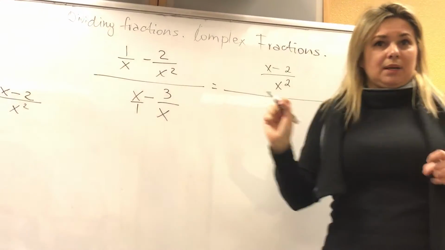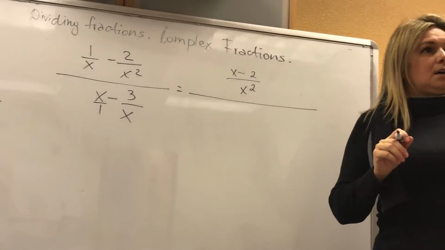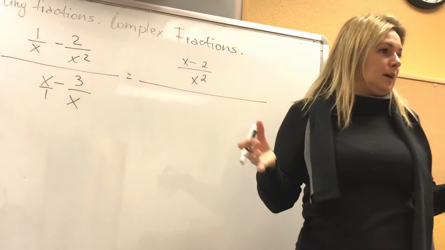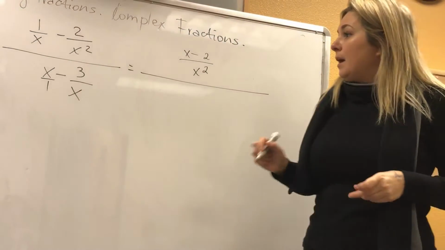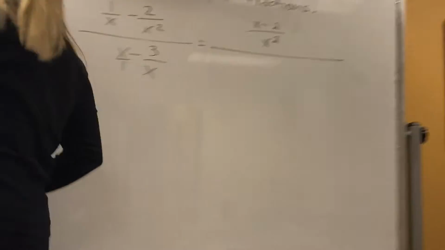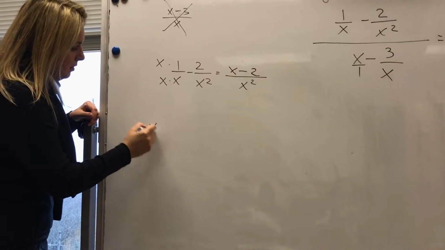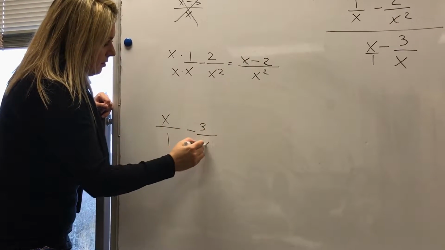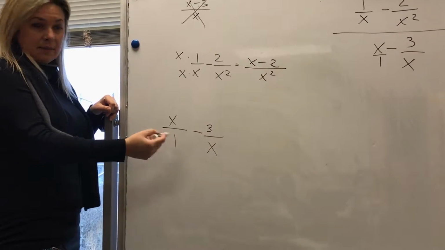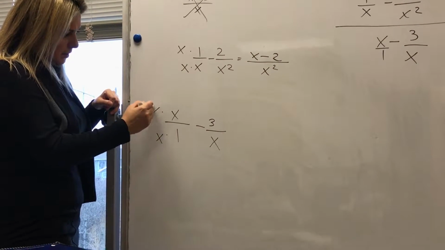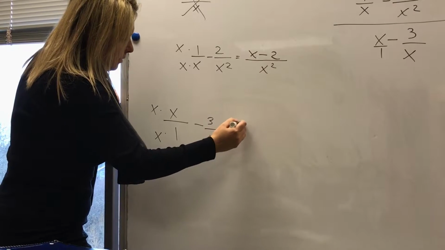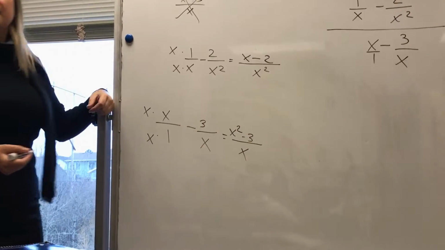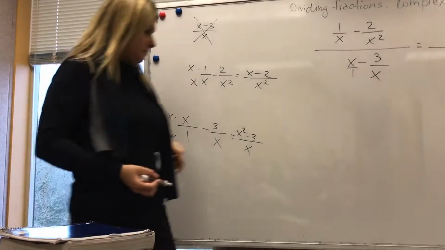I combine them, right? Instead of up, down, up, one up and one down. Understood? Okay. Now let me deal with the bottom. Octavian, what's the common denominator for this combination? X. Correct. This one has it, this one doesn't, so it needs an x. So that becomes x squared minus 3 over x. That is my denominator.